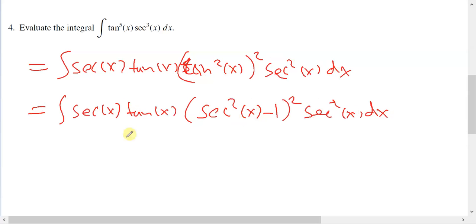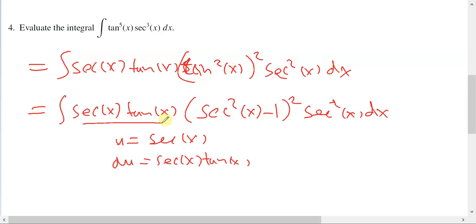And now I'm ready to do my substitution of u equals secant, and du is secant tangent dx, which is exactly what I need it to be. So turning all those secants into u's and getting rid of the secant tangent dx, I get u squared minus 1 squared times u squared. That's a squared there. And du.